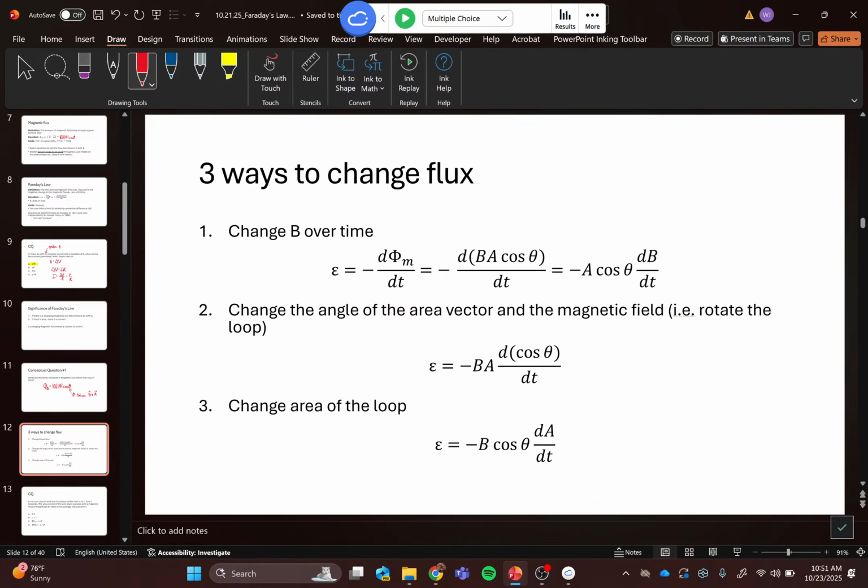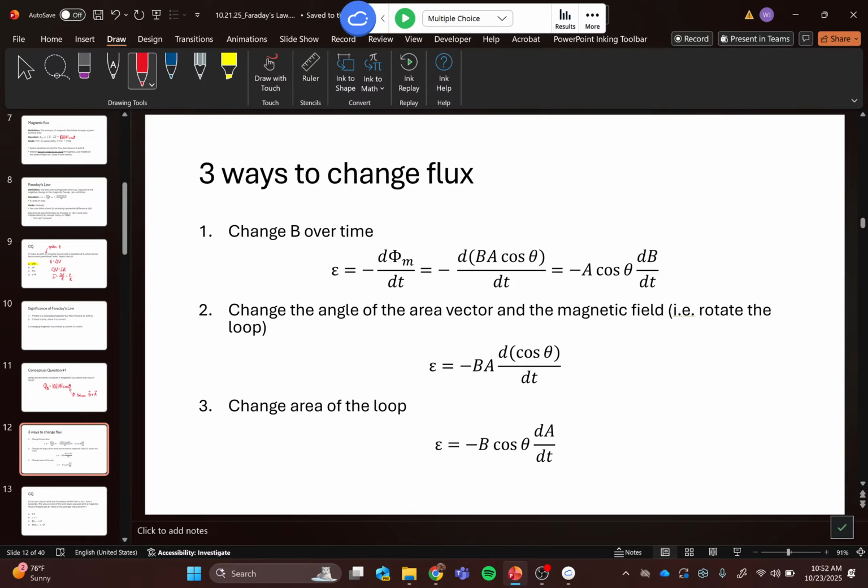All right. So I can change the magnetic field. Great. Remember, the change in flux is a derivative. So I take the derivative with respect to time of the three variables. If two of them are constant, pull them out. That's all I'm showing you here.